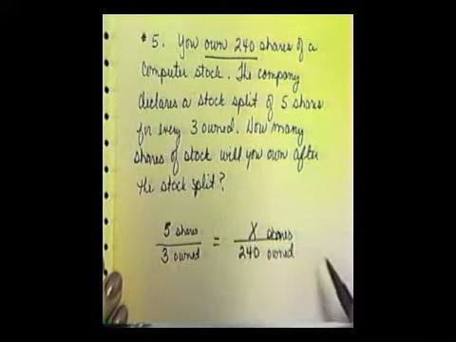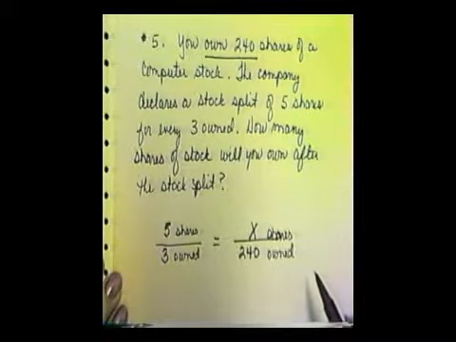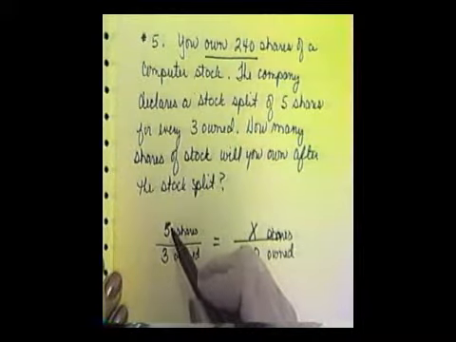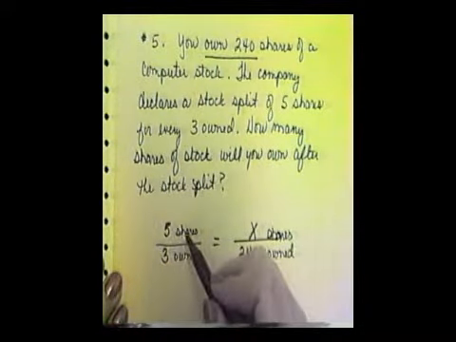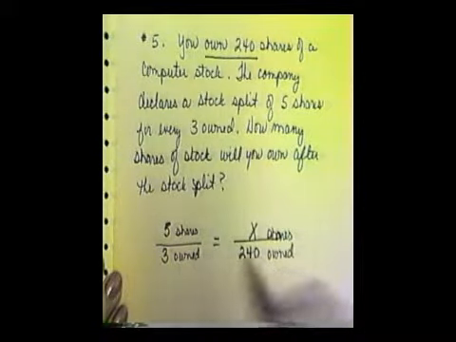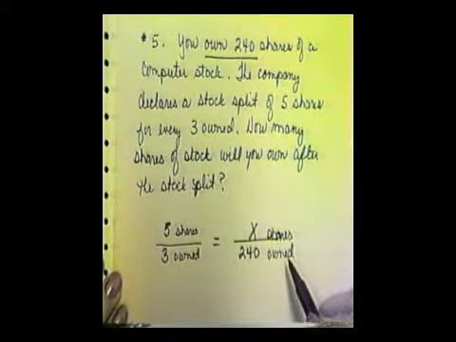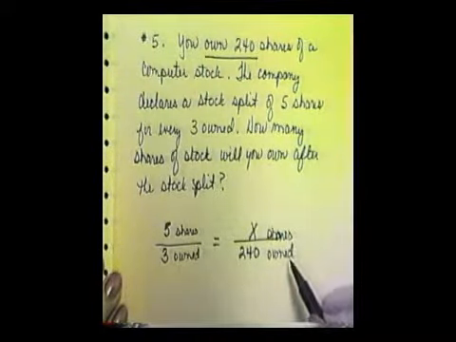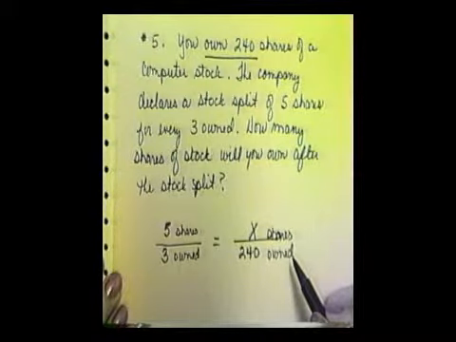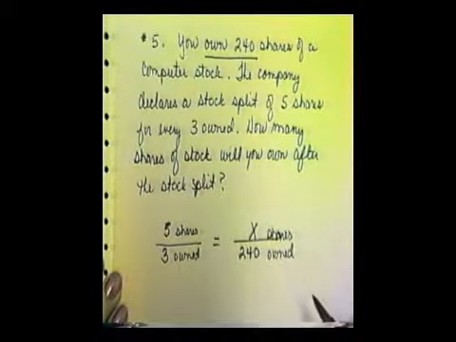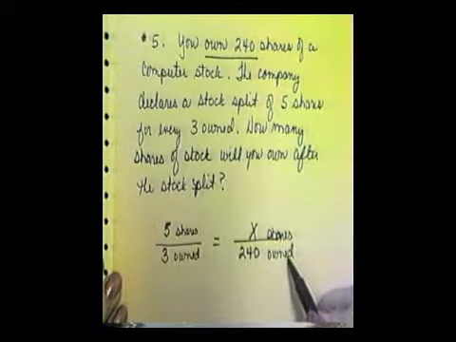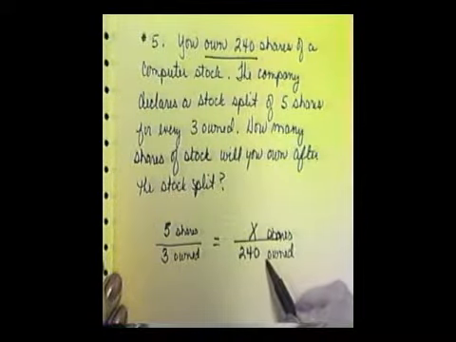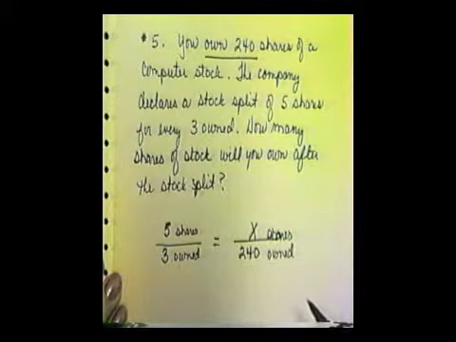Which means this must be our unknown. How many are we going to have after the stock split? We're given the ratio 5 shares for every 3 owned. We set up our second ratio the same way. So shares over owned means we have to have shares over owned. 240 was what was owned, so that's where the 240 goes, which means our unknown is x.